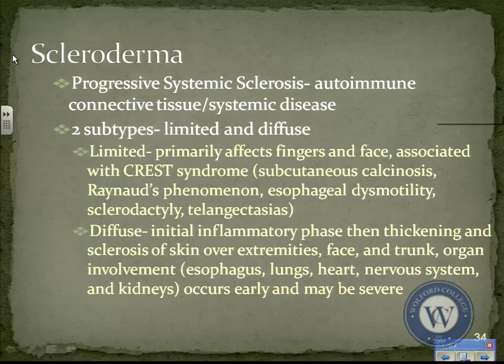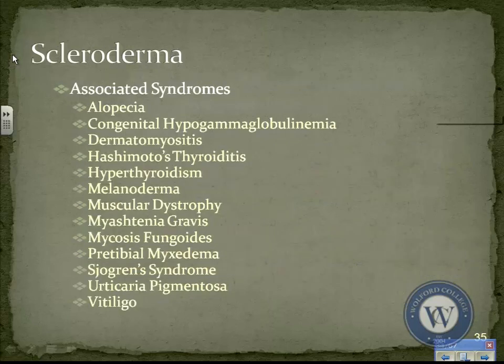Scleroderma is a progressive systemic sclerosing, an autoimmune connective tissue disorder. There's limited and diffuse. The diffuse is, of course, going to cause end-stage death, which is going to cause cardiac heart failure and respiratory problems as well. That's your diffuse. Your limited usually affects the fingers and face, and is associated with other autoimmune disorders, including CREST: Raynaud's, esophageal dysmotility, sclerodactyly, telangiectasia. That's all part of the CREST syndrome. These are all the associated syndromes. It's all autoimmune diseases, so anything you see scleroderma, think autoimmune.